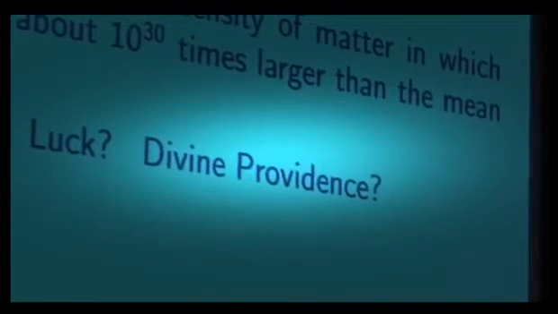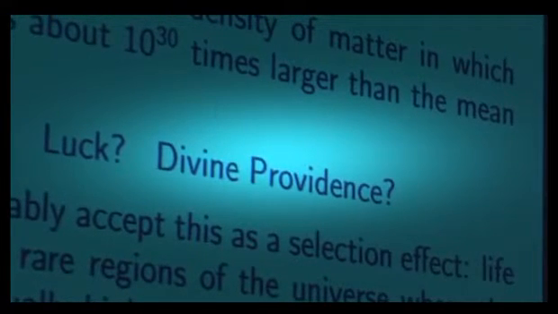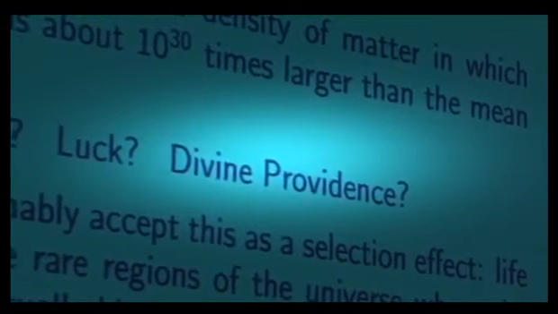So it's fair to ask yourself, when I measure the mass density, why don't I get a typical value for the universe? Why do I instead get a value that's 10 to the 30 times larger than what I know is typical for my universe? Well, why is that so? Is it chance? Is it luck? Is it divine providence? Well, I think the answer here, as I hinted before, is the anthropic answer.